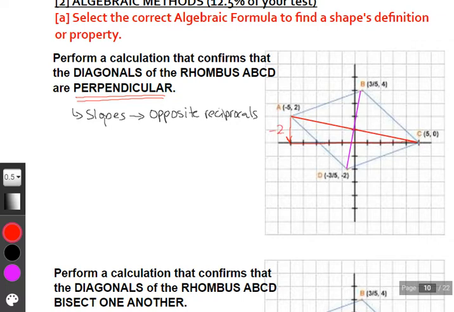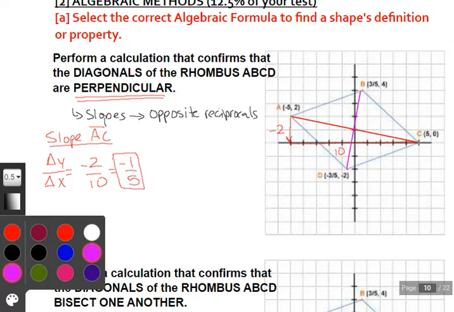So we have a drop of 2, and counting 1, 2, 3, 4, 5, 6, 7, 8, 9, 10, we have a run of 10. If we want to find the slope of the diagonal AC, it's change in y over change in x. So the change in y is -2, and we have a run of 10, simplifying to -1/5. And we usually do want to simplify all the way.